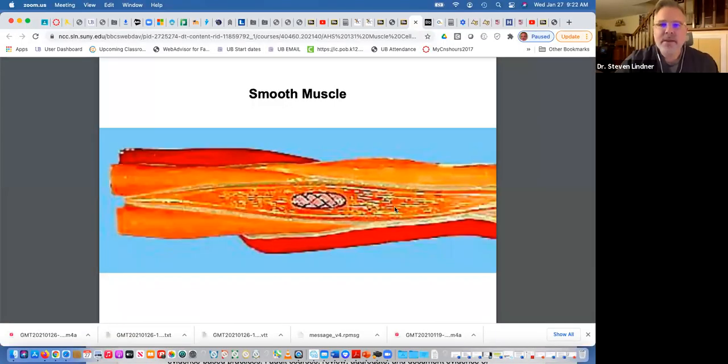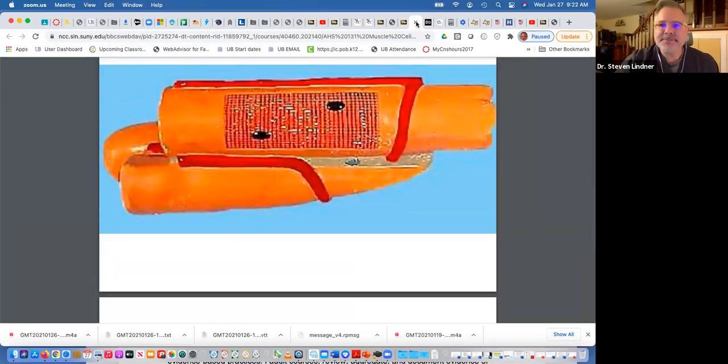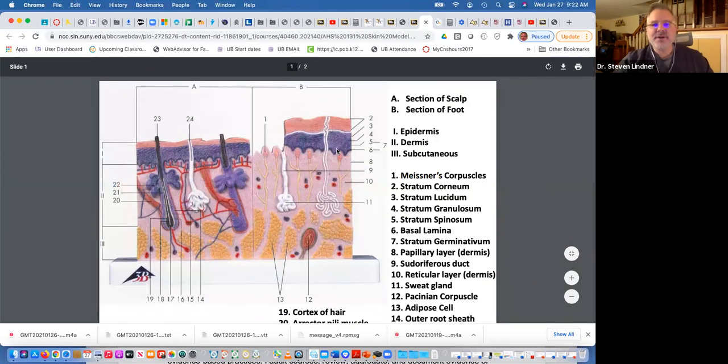Okay. So those are the three types of muscle. Let's finish up now with skin.